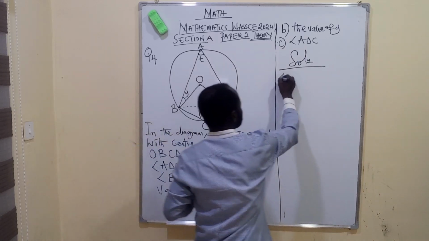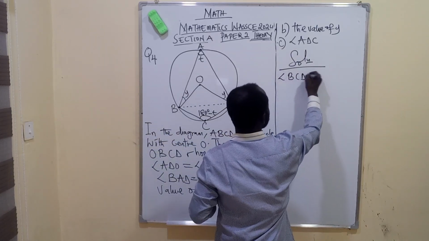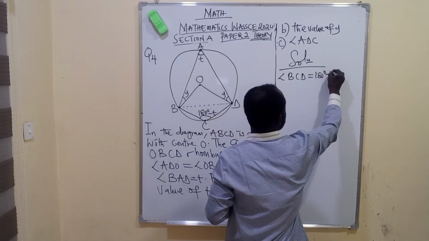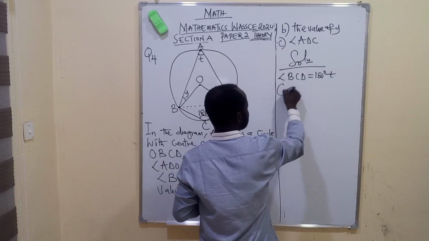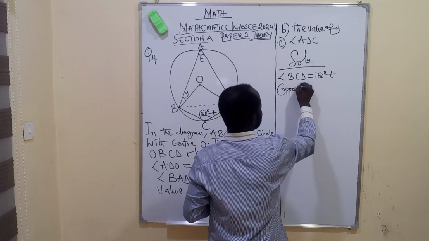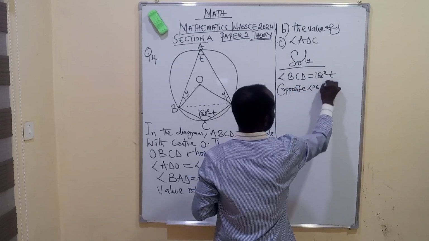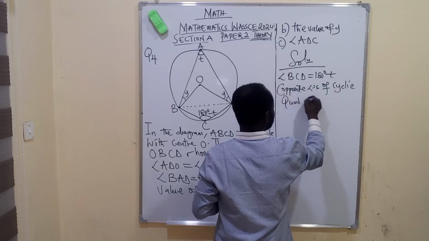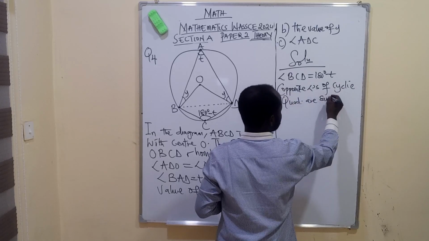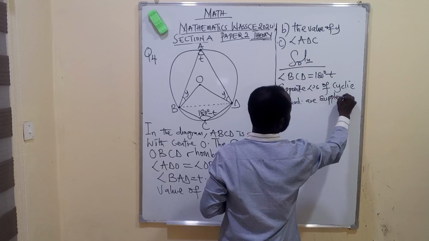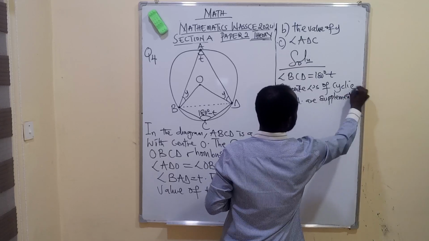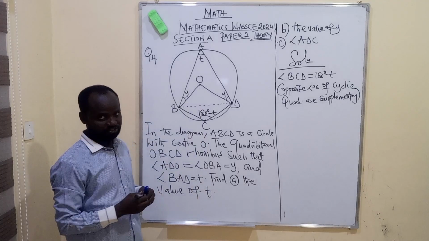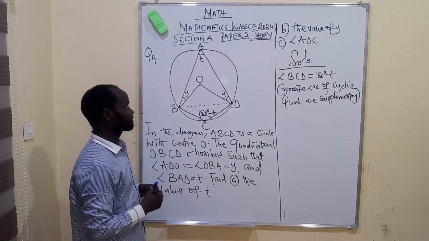So angle BCD will be equal to 180 degrees minus T. The reason is opposite angles of a cyclic quadrilateral are supplementary. Supplementary means they sum up to 180 degrees. So the angle here is 180 degrees minus T.